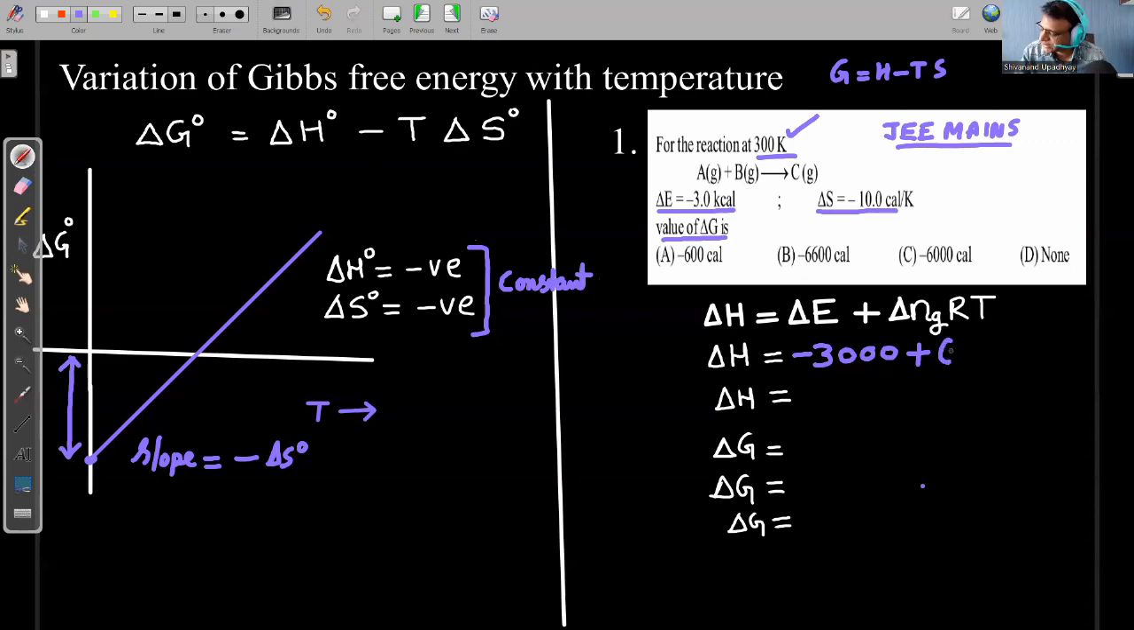Delta Ng is minus 1. The value of R in calorie will be 2. Temperature here is 300. So if we simplify, this value is equal to 3600 calorie. This is the value of delta H.